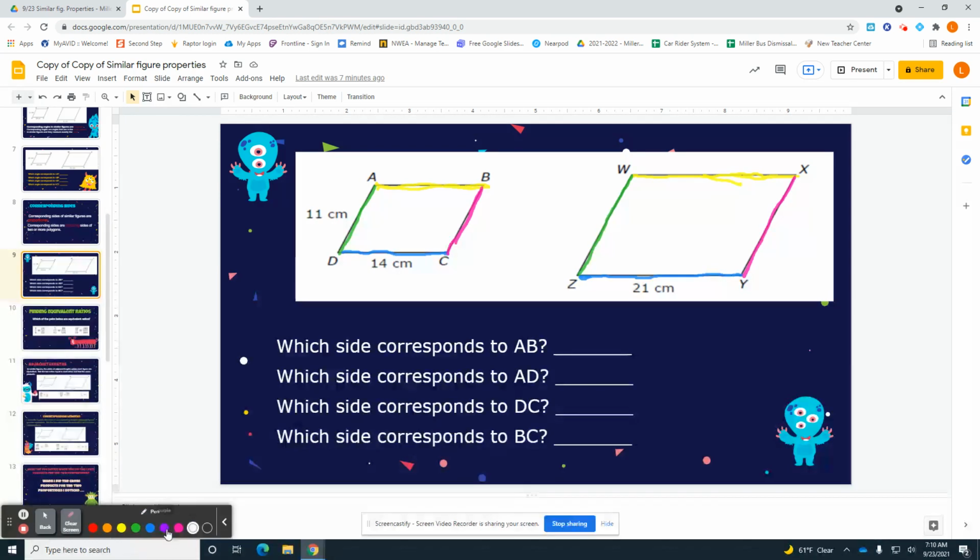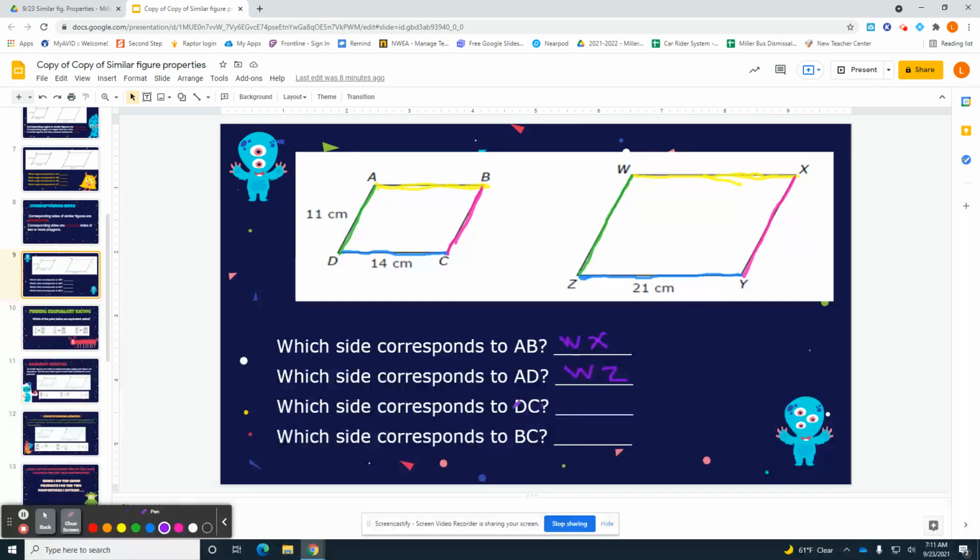So now we can answer our question. It says, which side corresponds with AB? So what side do we highlight the same color? Line, side WX. So that is the side that corresponds with side AB. So which side corresponds with AD? Well, WZ, right?